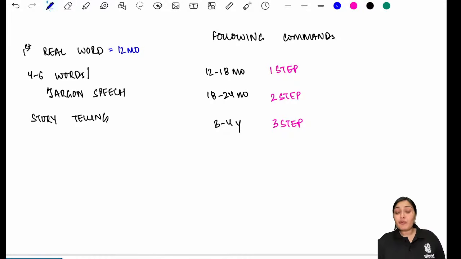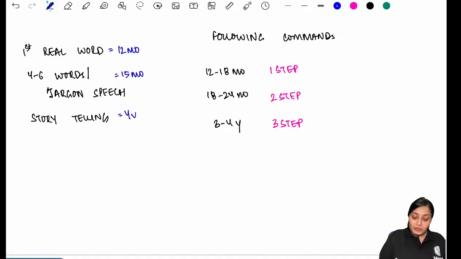Then vocabulary of 4 to 6 words or having a jargon speech, this is at 15 months. Storytelling comes at 4 years of age. Now let's understand these following commands. What is one step command? What is two step command? What is three step command?